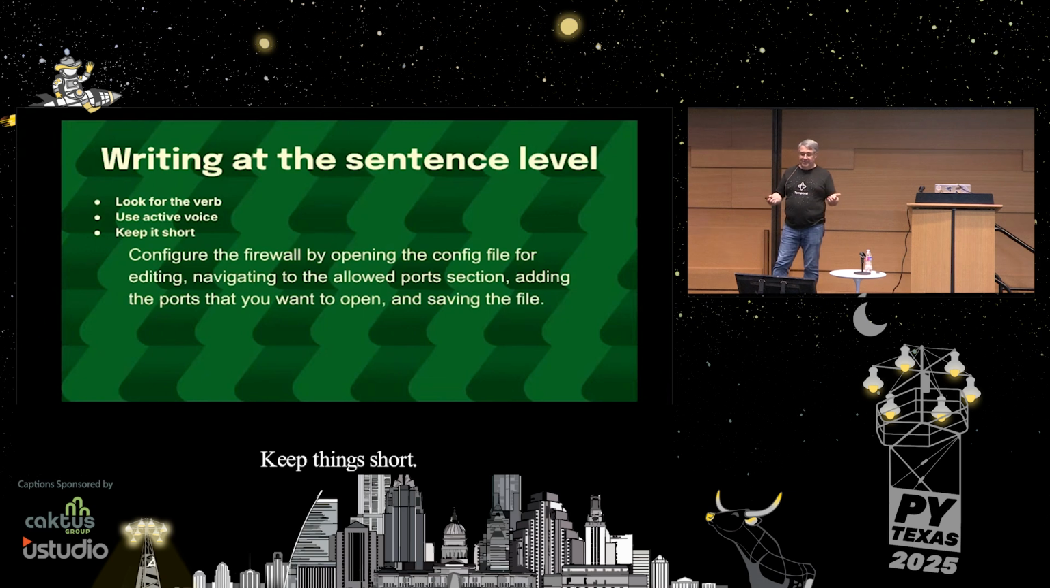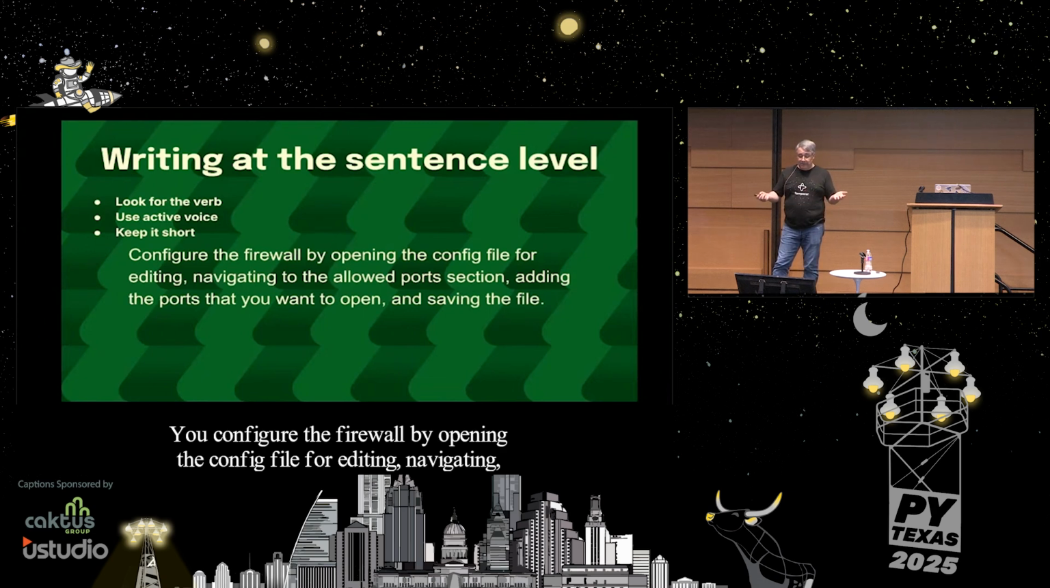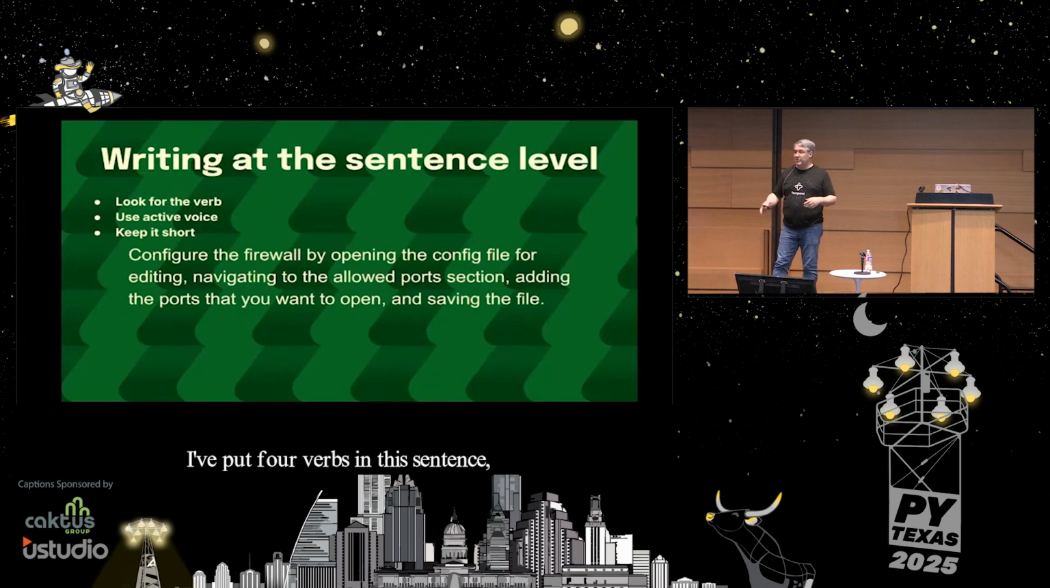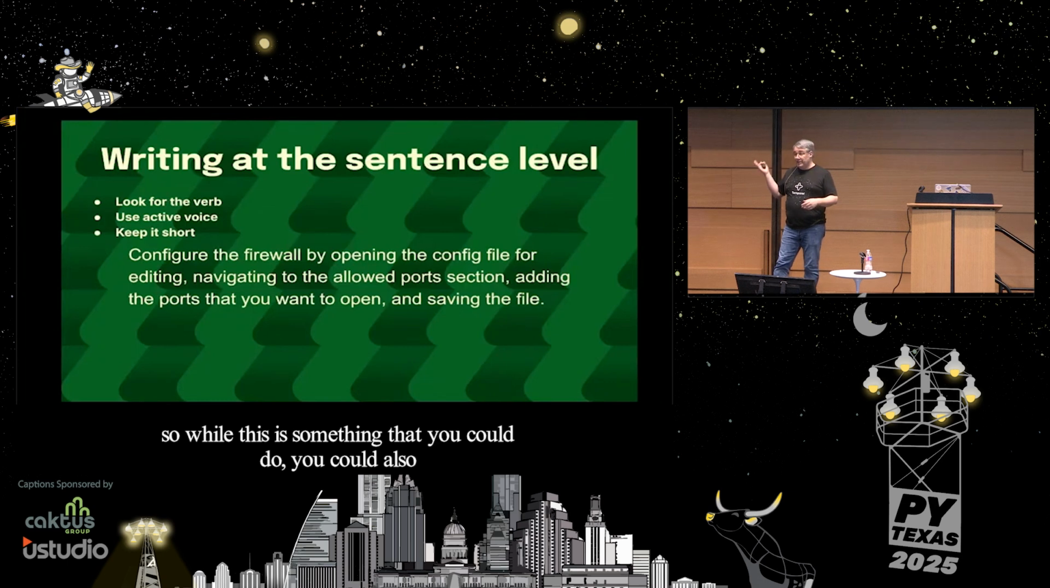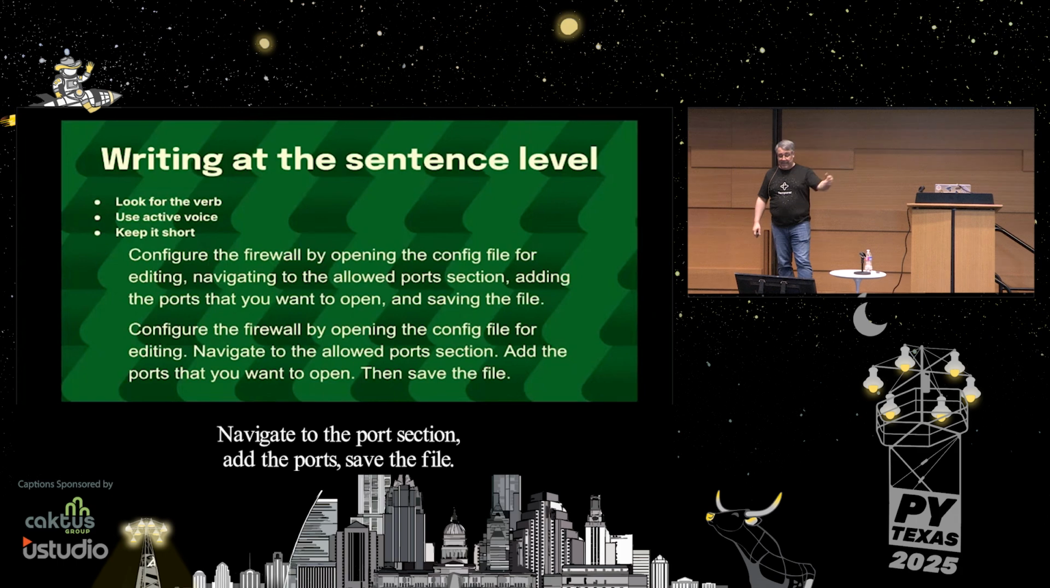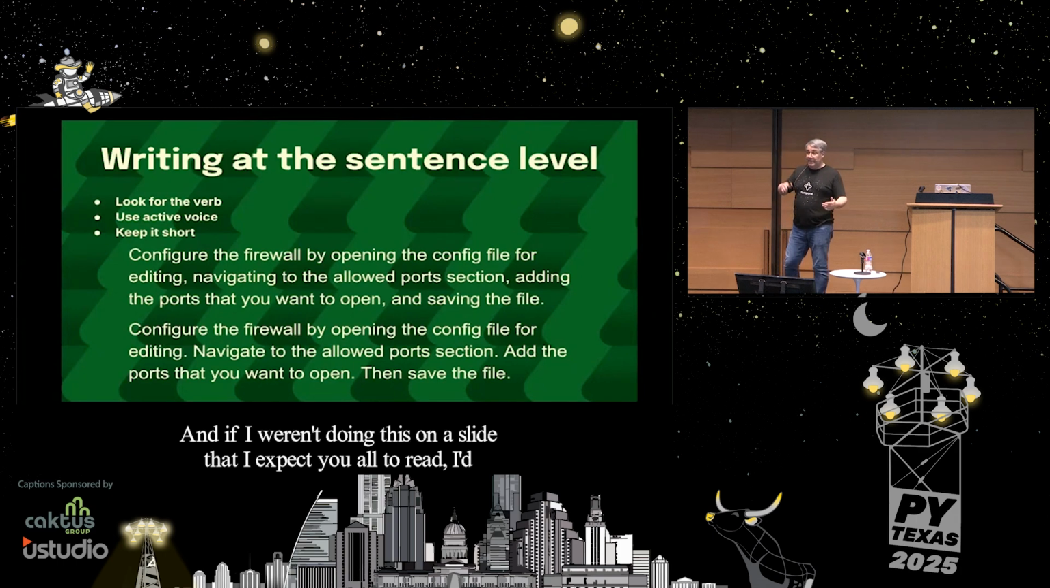Keep things short. You configure the firewall by opening the config file for editing, navigating, and then adding the ports and saving the file. I've put 4 verbs in this sentence. So, while this is something that you could do, you could also, if there's 4 verbs, give them 4 sentences. Configure the firewall, navigate to the port section, add the ports, save the file. And if I weren't doing this on a slide that I expect you all to read, I'd probably make these separate paragraphs too.